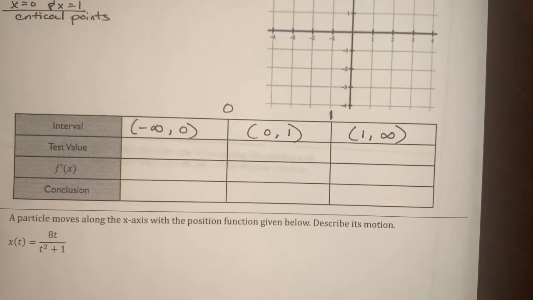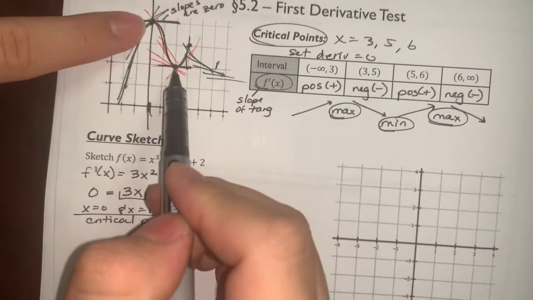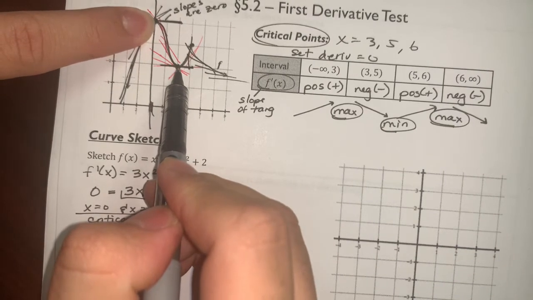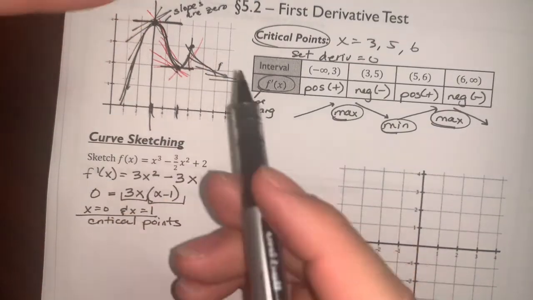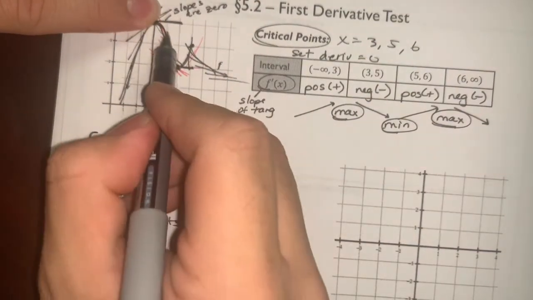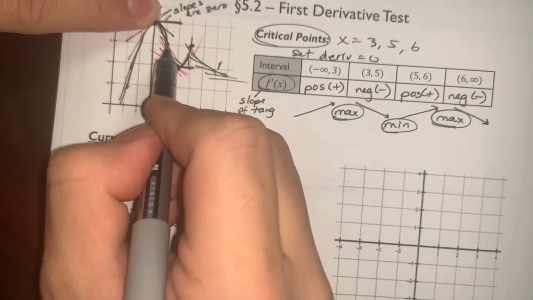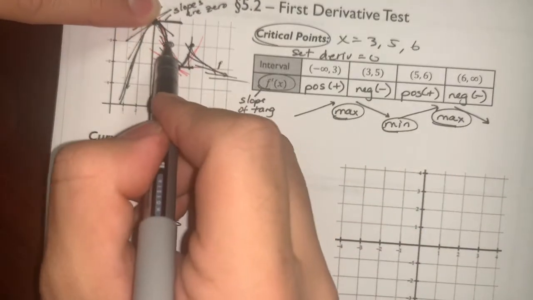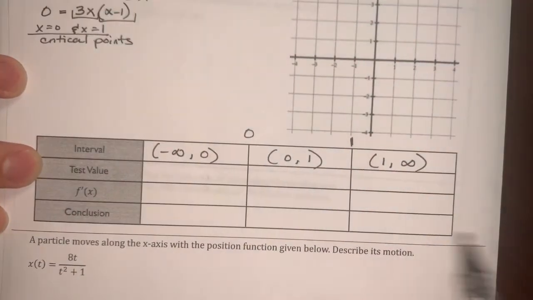Between critical values, you want to use a test point to determine the behavior, because between these two critical values, aren't the slopes always going to be the same? So if you figure out what one of these slopes is, that'll tell you the behavior of the graph. All right, so let's do it.